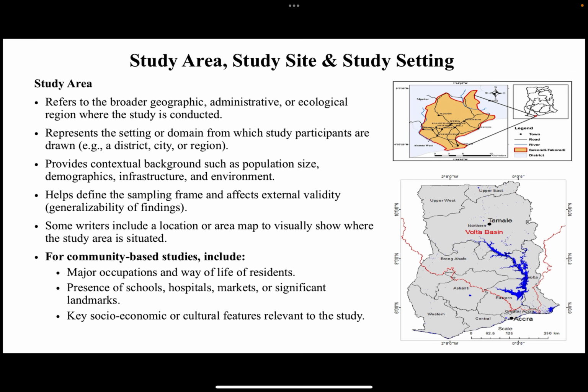Now the advice I will give you is that, for example, you are writing a facility-based study, let's say you are conducting it at Kolebu Teaching Hospital. Now for the study area, just describe the district where the hospital is located. Sometimes you can give the geographical location of the area. You can talk about the major occupation of the people within the district. You can talk about the various schools within that same district, and make mention of some of them.